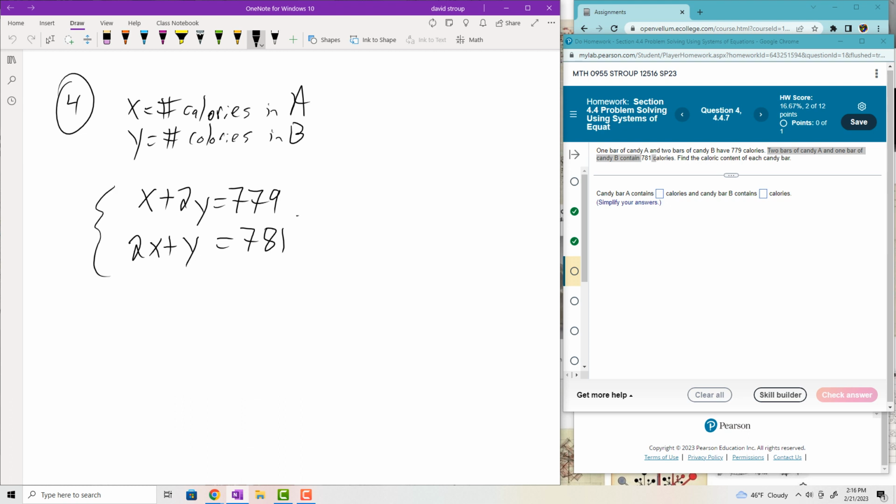Here's your system. Let's do the addition method again. So I'll just multiply the second one by -2. And we'll have x plus 2y is 779. On the second equation, -4x minus 2y is 1562.